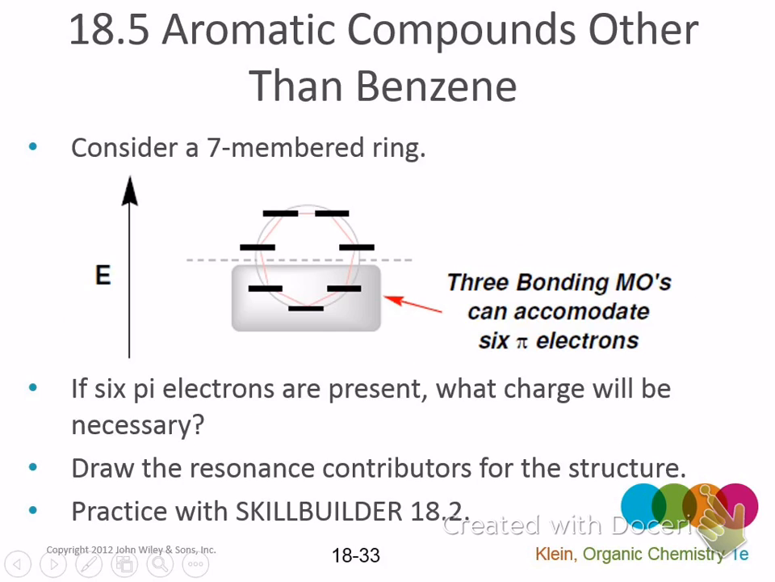And continuously conjugate it. So I'm going to try to draw a 7-membered ring like that. And then I'm going to put in 6 pi electrons. So I'm going to go 2, 4, 6. How do I make that aromatic?